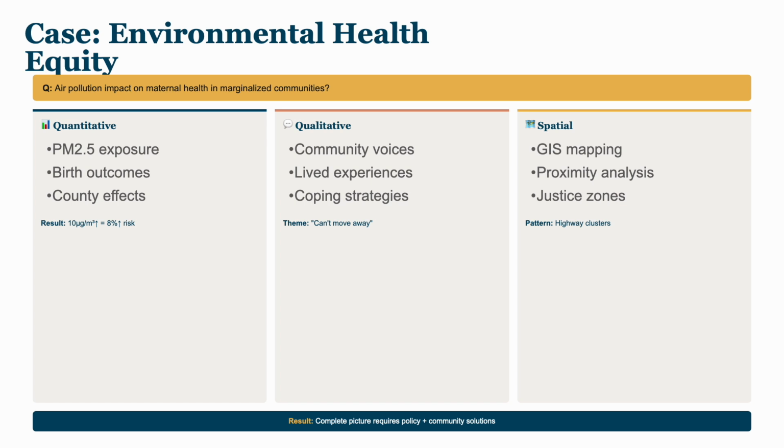If we add the qualitative stream, we hear community voices revealing a theme of "can't move away." Then, adding a spatial lens via GIS mapping reveals highway clusters and justice zones. By weaving these three streams together, the result is a complete picture showing that we need both high-level policy changes and community-based solutions to truly address the problem.